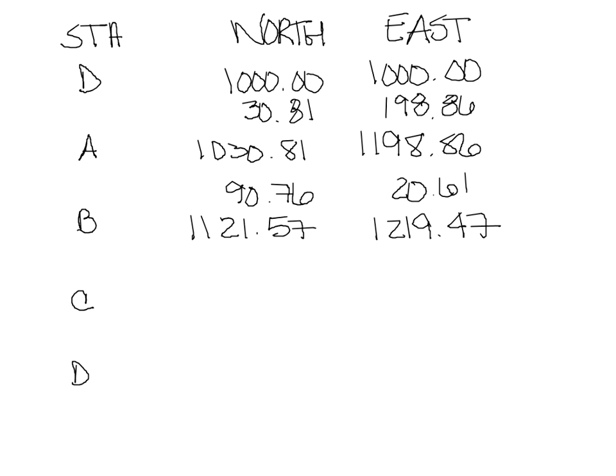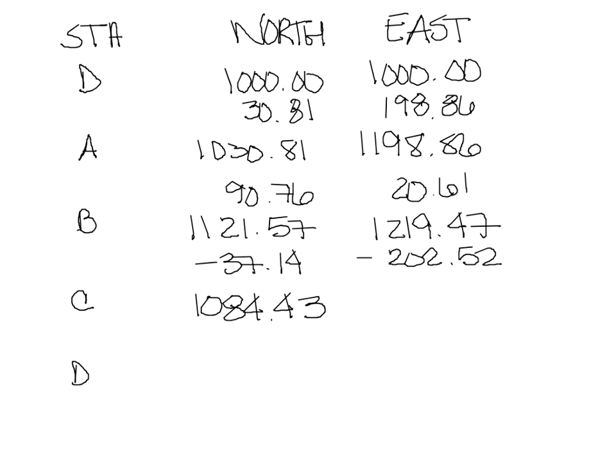How far west are we heading? 202.52 minus 37.14. And again, these are just your balanced departures and latitudes. So the coordinates at C are 1084.43 and 1016.95. Now we're going to go back from C to D.